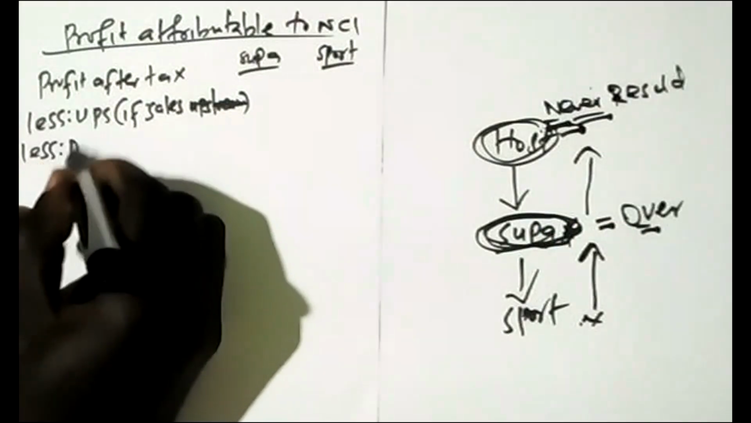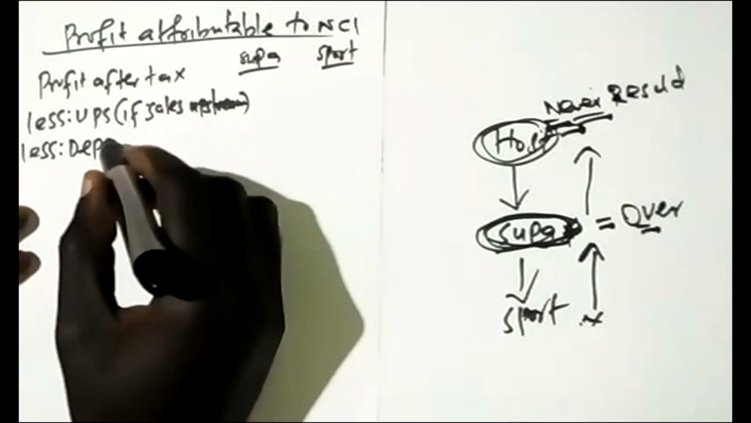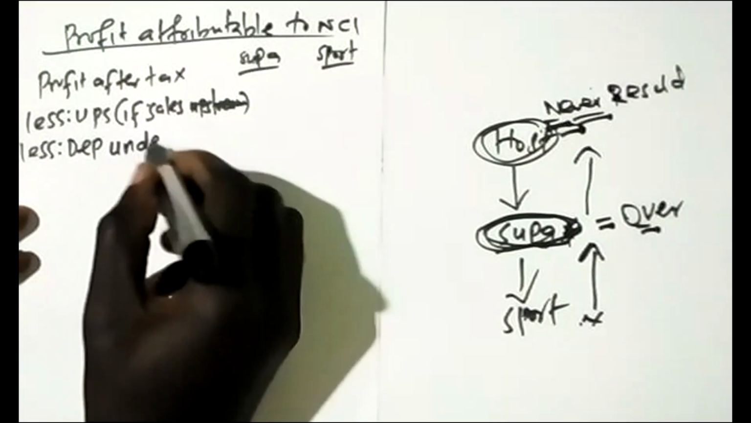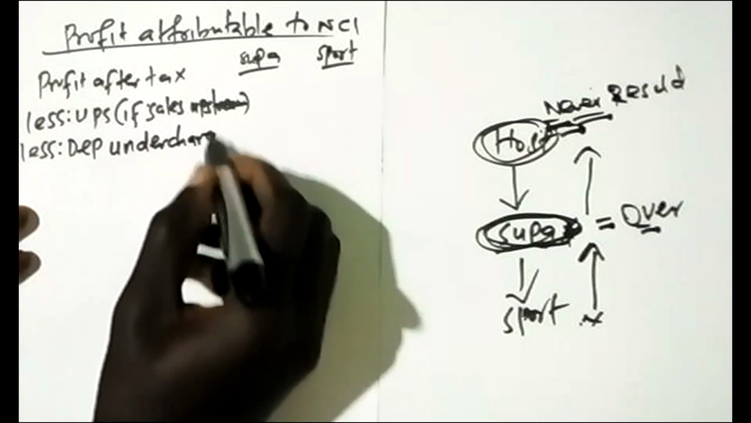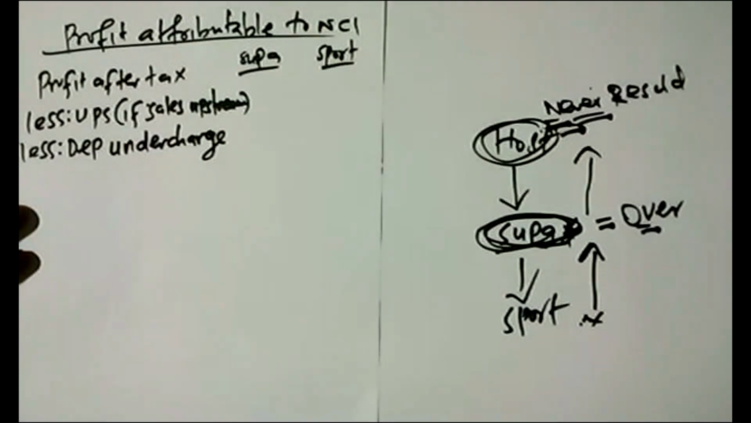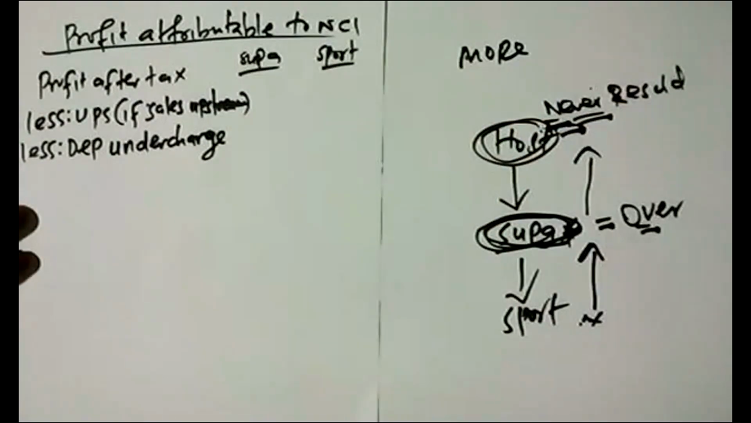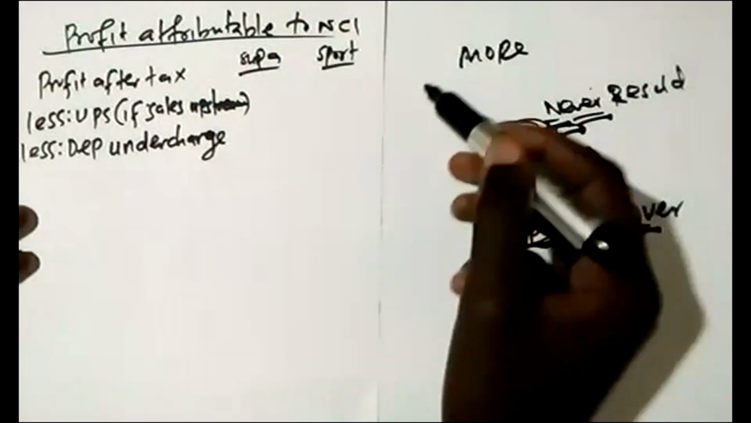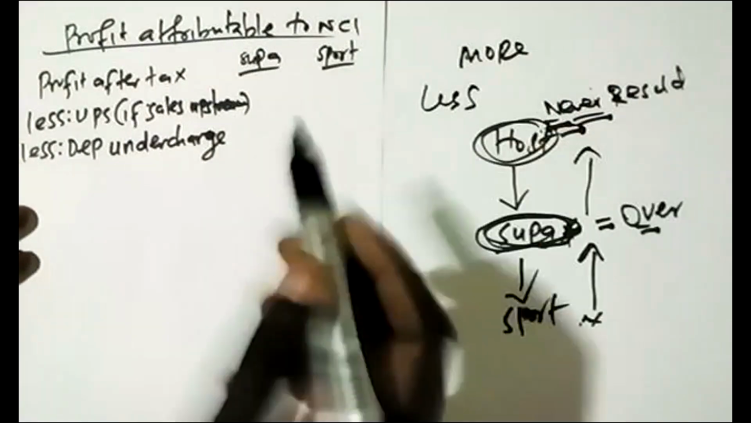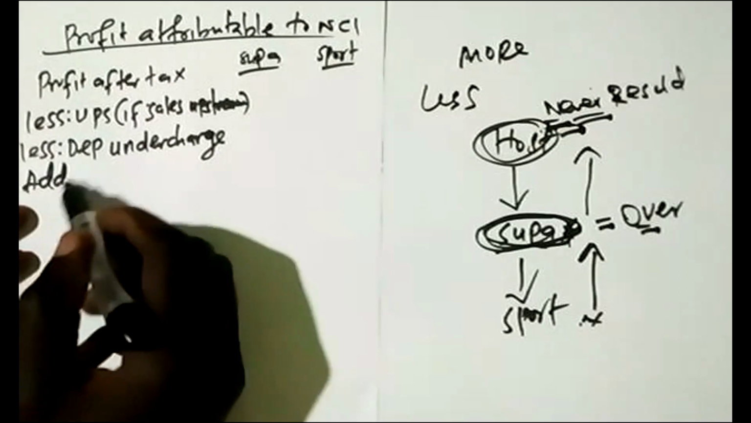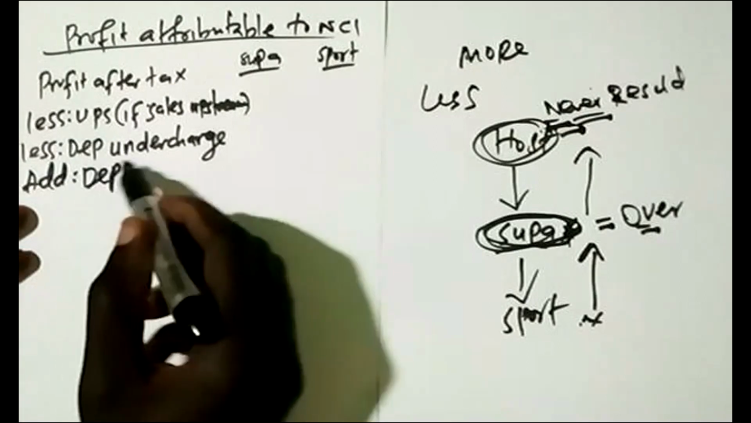Then we raise depreciation undercharge. If you understated your depreciation, obviously the profit was more. If you understate your expenses, profit is more. So in order to avoid that, you need to subtract. Then if you overcharge, the profit is less, so you need to add back the overcharge to bring the profit to its normal state.